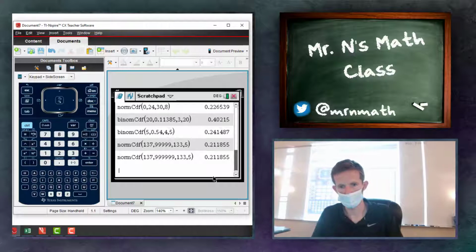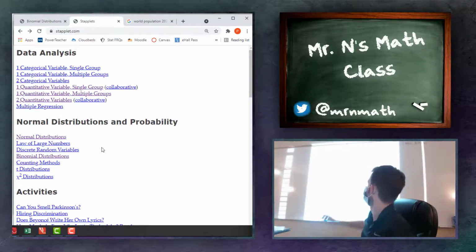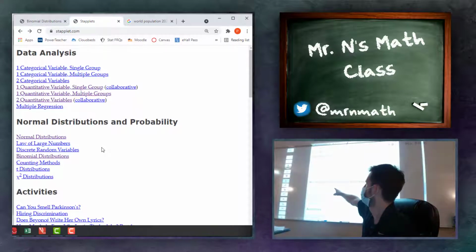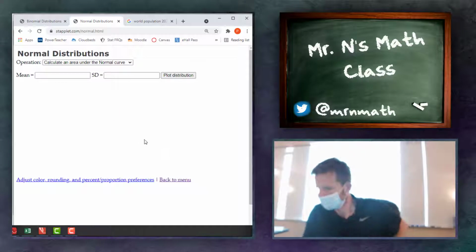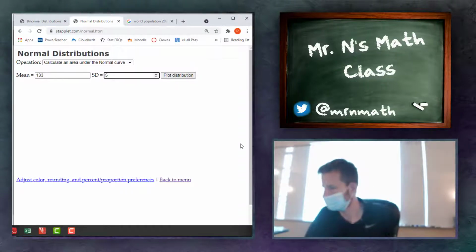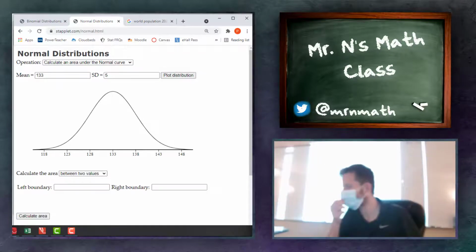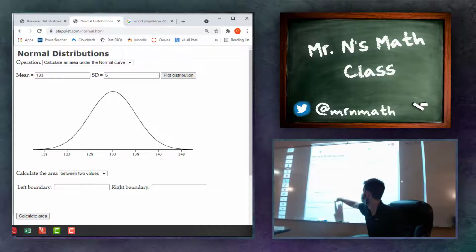Now, how would we do this using Stapplet? So Stapplet would go to normal distributions. So go ahead and do that. Open up another tab. Go over here. And we said normal distribution, 133, and a standard deviation of 5. So it draws that curve where the mean is 133 and the standard deviation is 5.